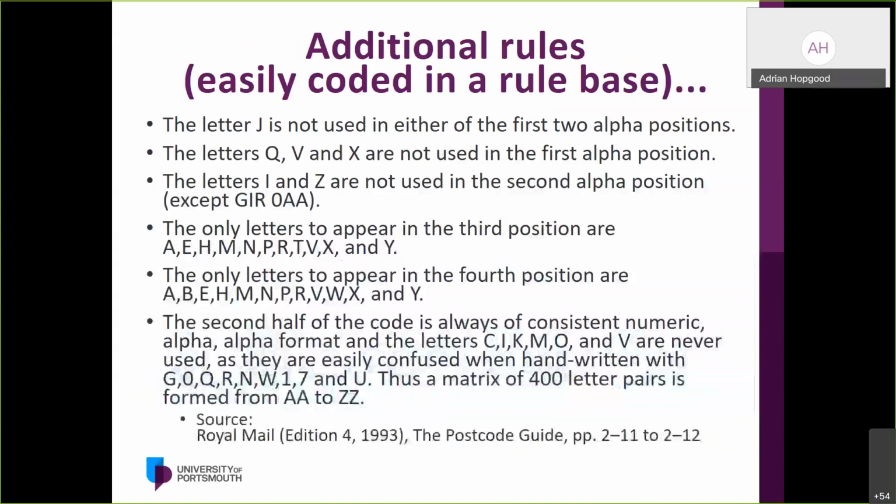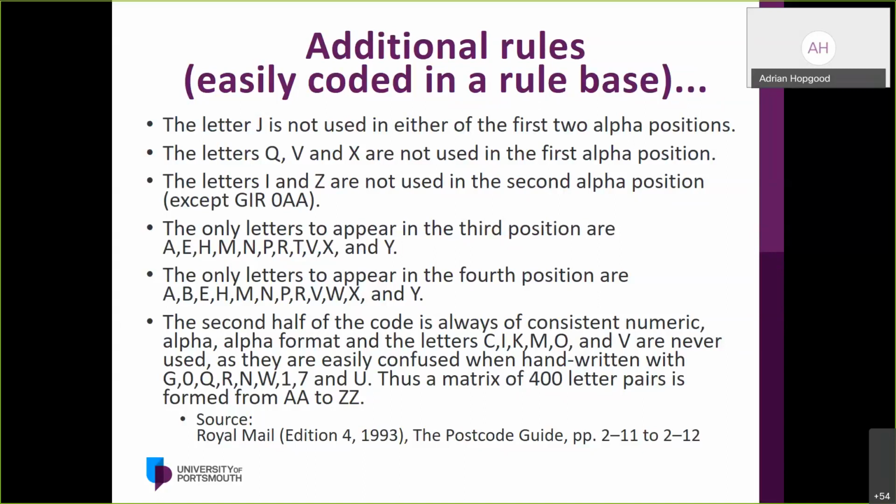There is more beside. There are a whole stack of rules which you can easily put in a rule-based system to overlay on top of your neural network. So here are some examples. Again, from the postcode guide, the letter J is not used in either of the first 2 alpha positions. So if your neural network says there is a letter J, then it's got its classification wrong, or it's an erroneous postcode as written by the person who wrote the envelope. Either way, it's not a valid postcode. The letters Q, V, and X are not used in the first alpha position, and so forth.